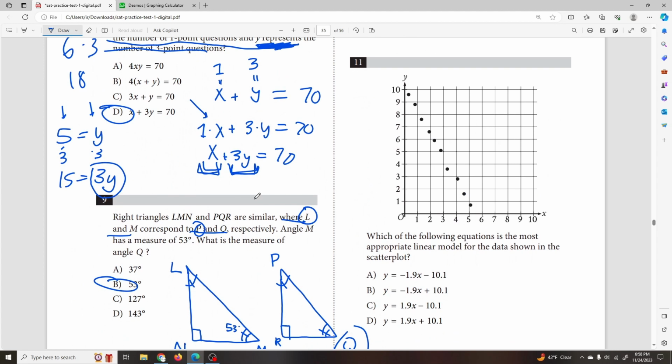Which of the following equations is the most appropriate linear model for the data shown in the scatter plot, right? So here we have this scatter plot, and it has a bunch of points. And what they're asking you is if you were to draw a line between these points, right? So let's just say you draw a line between them to represent the data, to represent the trend. Here, you could see that the points are all going down. As the x increases, the points go down in value, right?